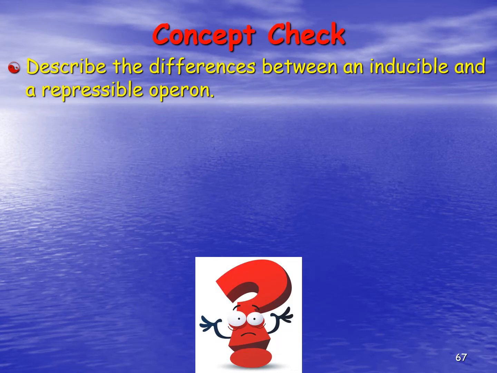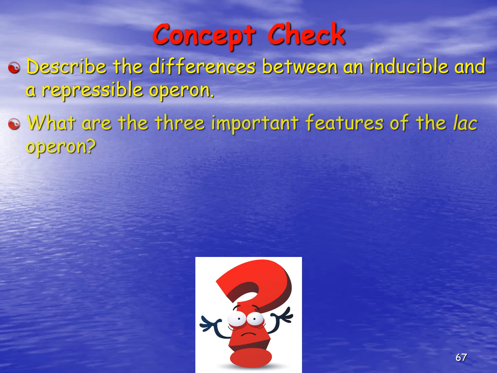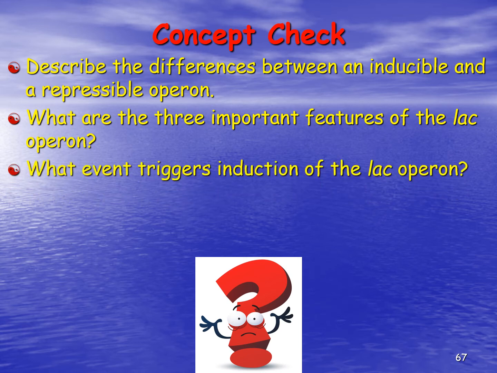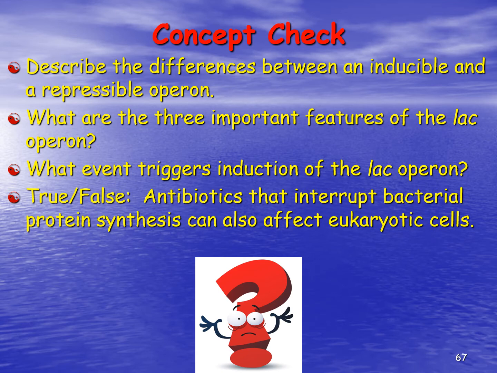So, describe the differences between an inducible and repressible operon. What are three important features of the lac operon? What triggers induction of the lac operon? And with that, what triggers repression of the trp operon? And true or false, antibiotics that interrupt bacterial protein synthesis could also affect eukaryotic cell protein synthesis.